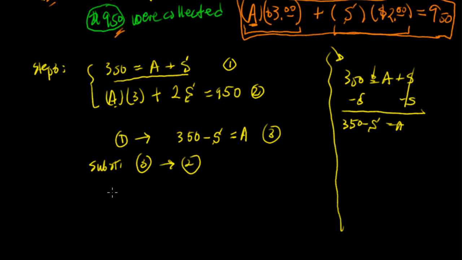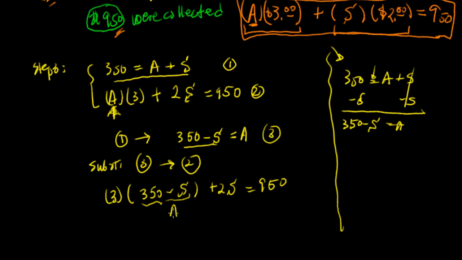The purpose is that so that I have one variable, A is equal to 350 minus S. So 3 times (350 minus S) plus 2S is equal to 950. So all I did here is there's a variable A here. I rewrote A in terms of S and plugged it in here. This whole thing was my old A. The reason I want to do that now, this whole equation here, all I have is a variable S. I have one variable, one equation. I'm good to go to solve it.